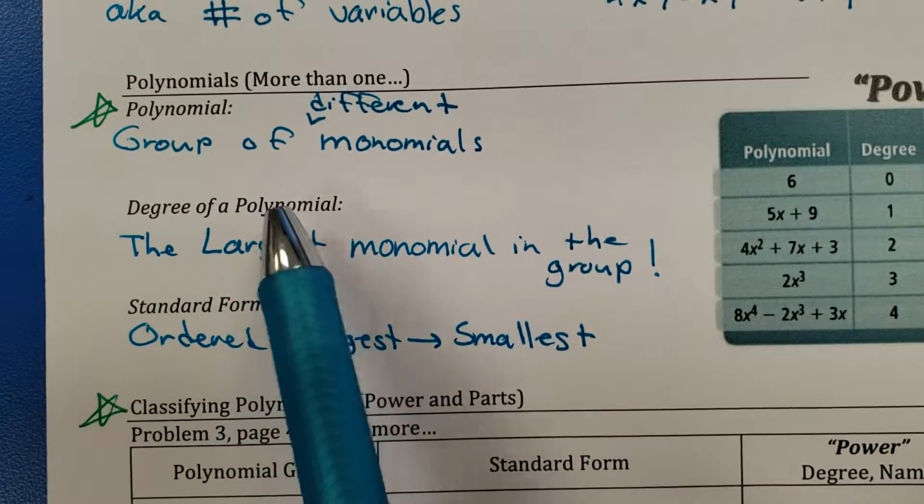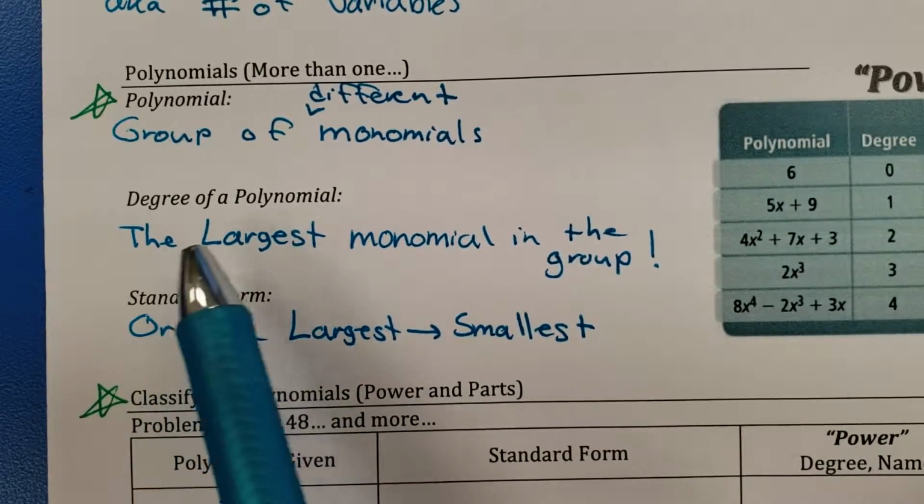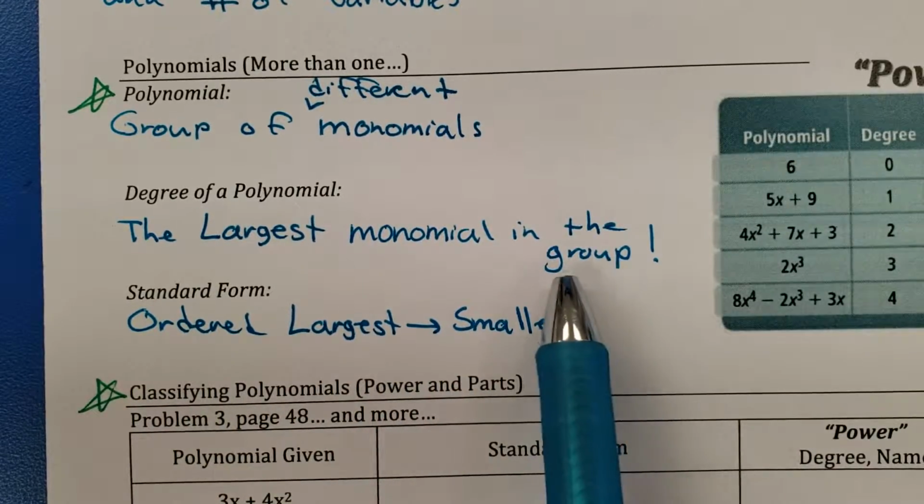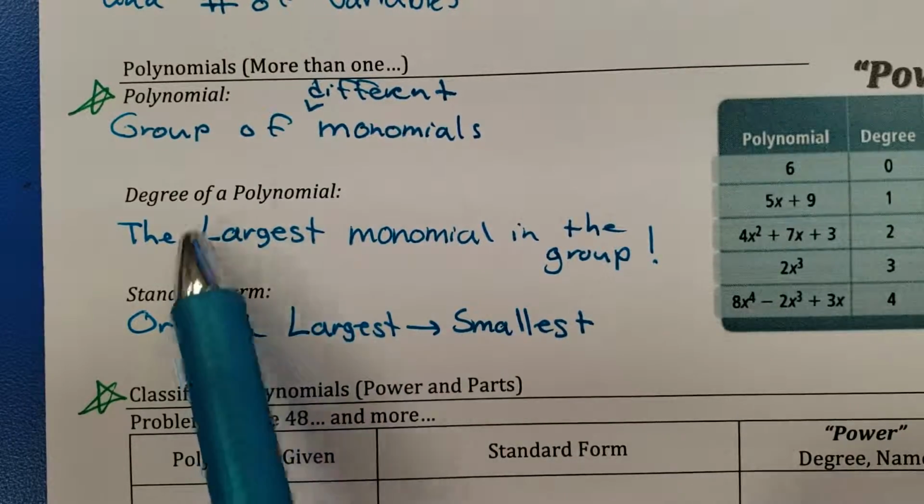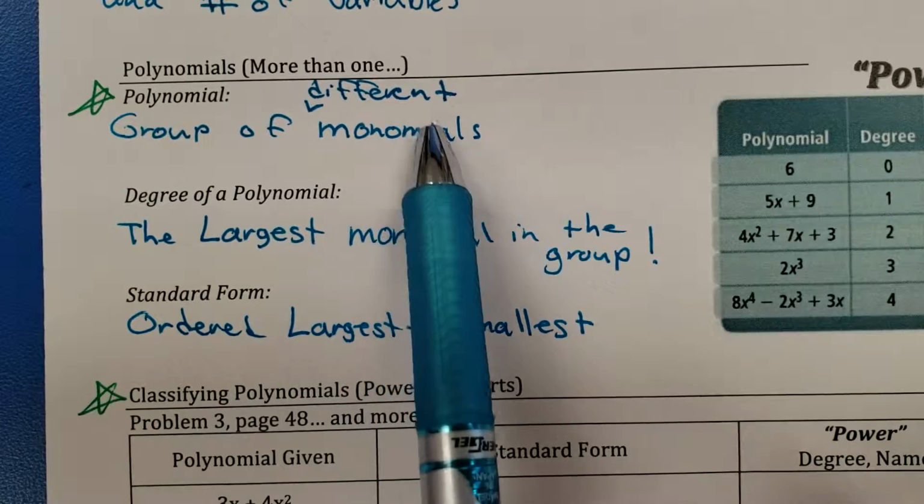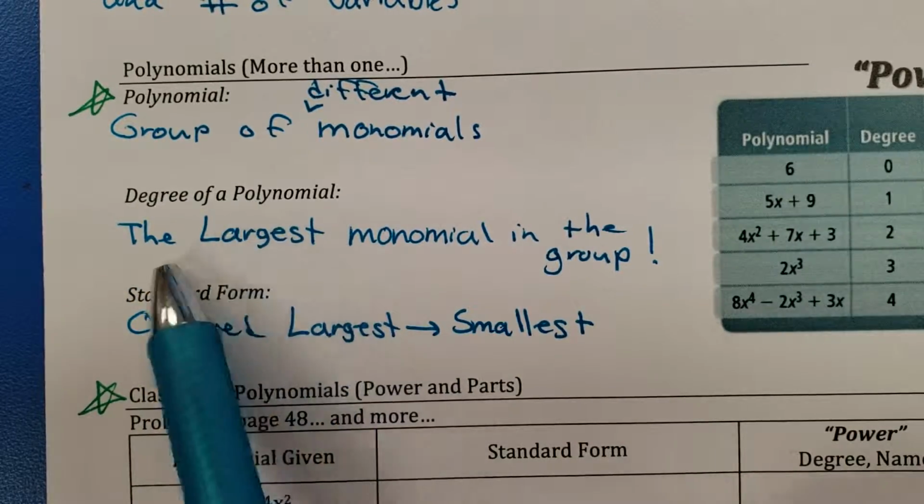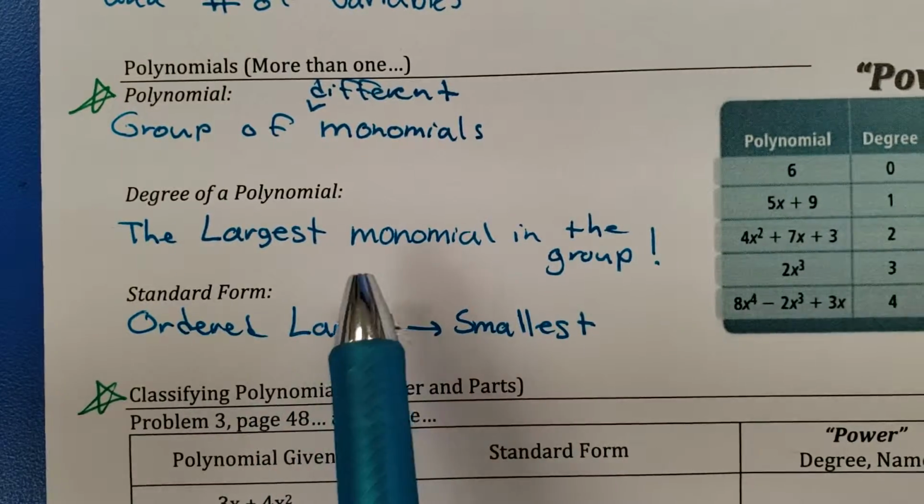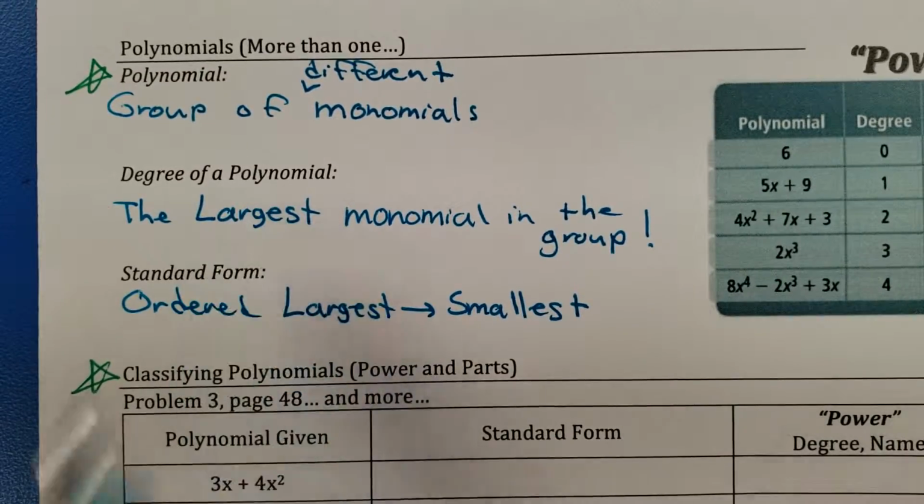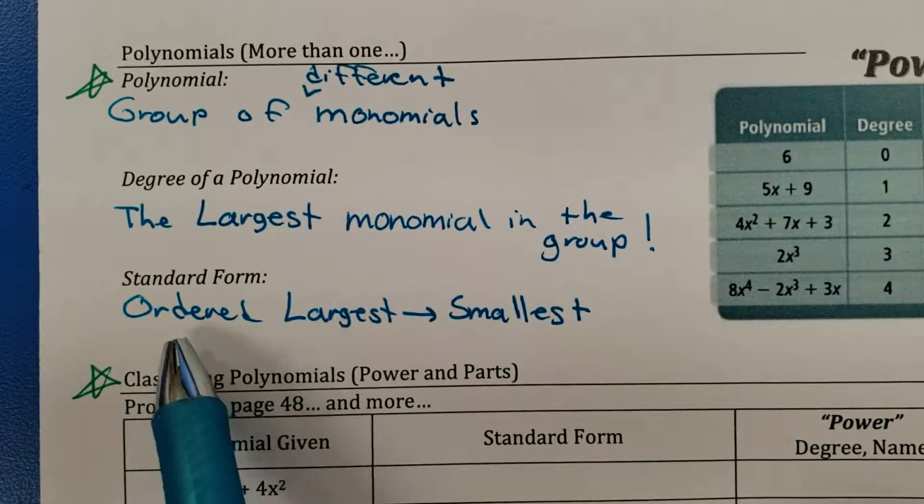The degree of the polynomial, you actually pick the largest monomial in the group. Okay, so you have to be very, very careful. The number one mistake people are going to make is they're going to add up all of the variables of all of the monomials. No, the degree of the polynomial is just picking the largest one in the group. It's like picking the captain. Okay, you want the biggest, baddest wolf in your pack to be your alpha. That's what you're doing. So pick the biggest, baddest one in that group.